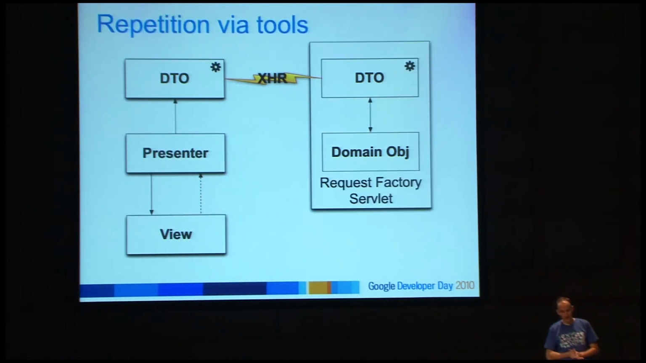So our solution here is to handle the repetition using tools. In this case, you see the DTO class has a little gear sign on it. This indicates a class that we generate automatically for you, that you don't have to maintain. You just worry about the domain object, and we generate the lightweight version of that class. On the server side, we have the request factory servlet, which takes care of marshalling, or transposing, one object into the other.